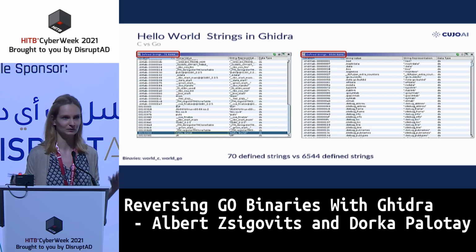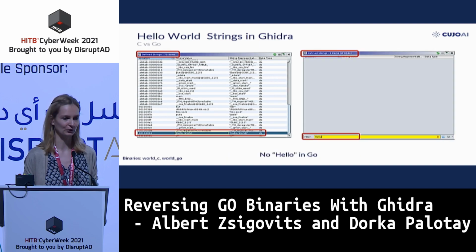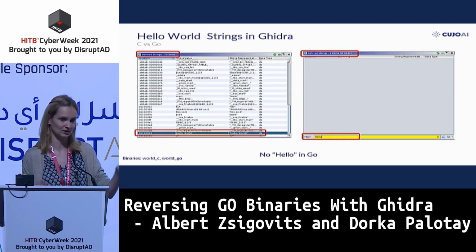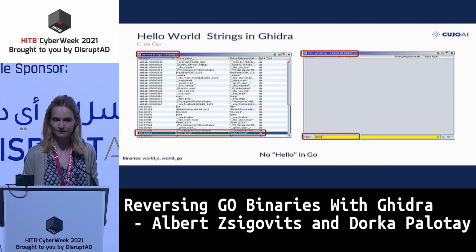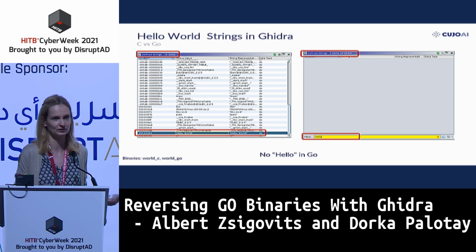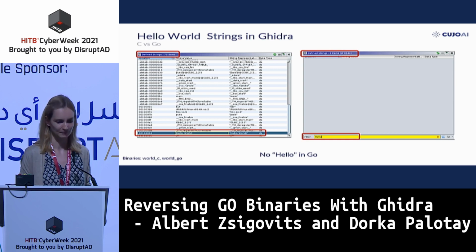So that's already a little bit difficult to go through all the 6,000 strings and try to figure out what is interesting for you. And what is even worse here, this is the hello world binary, so we are looking for hello world, which is nicely visible in the C binary. But in Ghidra, even though there are more than 6,000 strings, it won't find hello world for you.